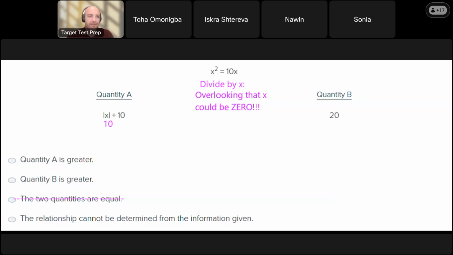It's technically the most complete way to do this algebraically: subtract 10x from both sides. I want to turn this into x squared minus 10x equals 0, because then, as Sonia pointed out, I factor out the x, and I get x times x minus 10 equal to 0. Now it's pretty clear what's about to happen. If I multiply two quantities together and get 0, either the first quantity is equal to 0 or the second quantity is equal to 0. And that means that x could be 0 or it could be 10.